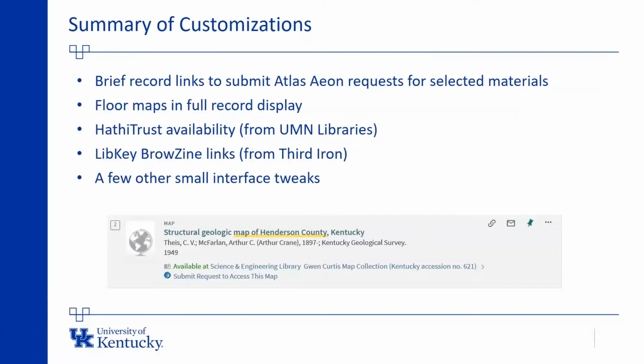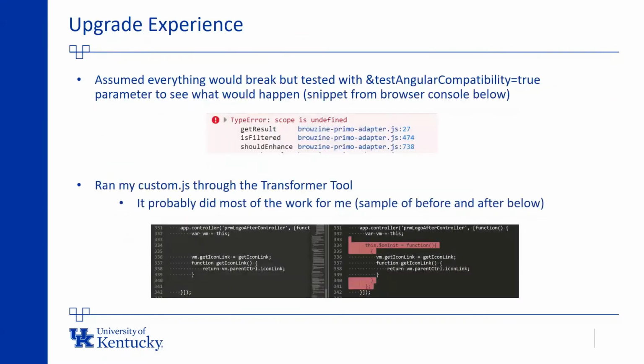And so I just kind of assumed everything was going to break. Figured I would just go on and check every single thing. And so I was going through and doing my tests with that Angular compatibility parameter, and I could see errors start popping up on some of the things we have. I thought the transformer tool looked pretty promising, so I just grabbed our whole custom JS and plunked it right in there, to see a sample of what it was doing. So I did a little comparison of before and after, and saw where it was framing some of our existing stuff in that onInit function.